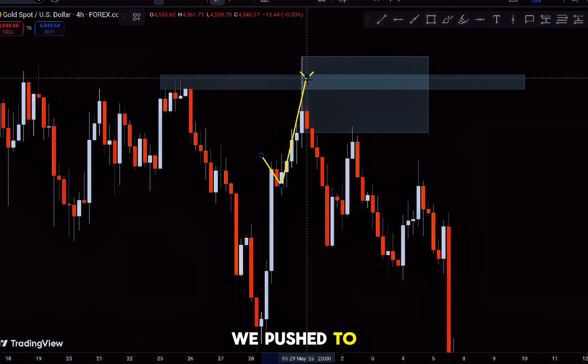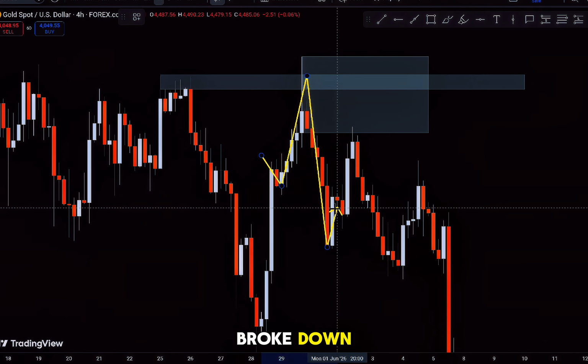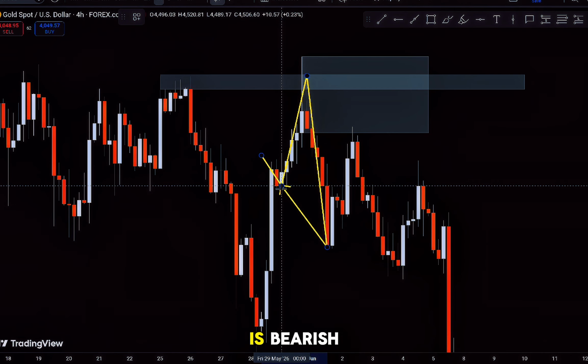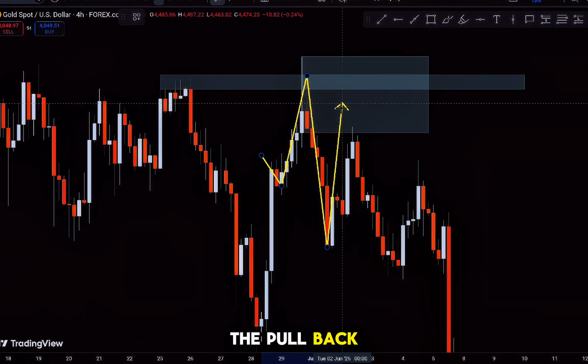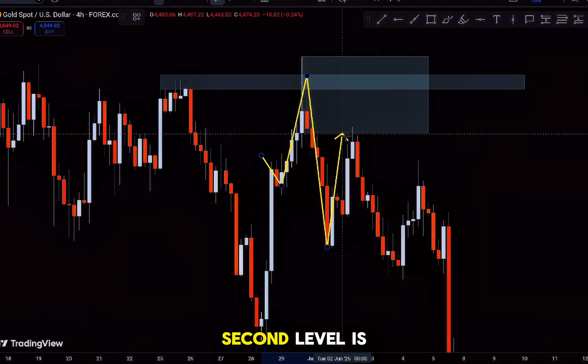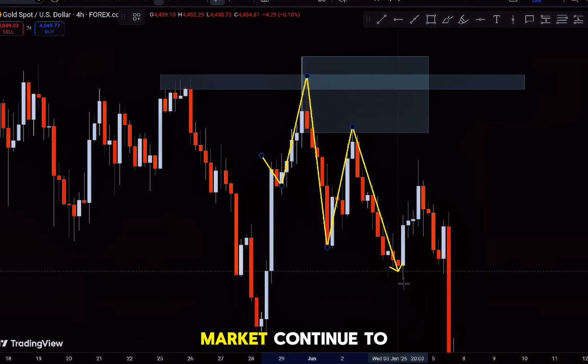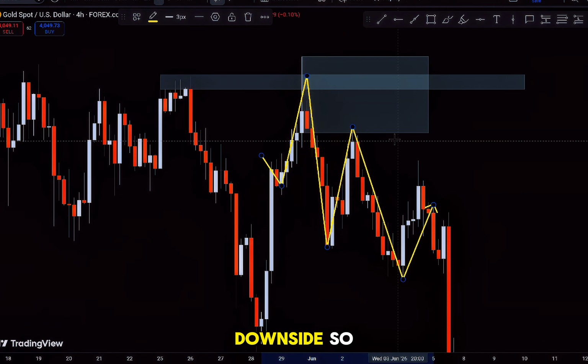We push to the daily level here, which we know is daily. So from there, we broke down, and now we know the market is bearish. We wait for the pullback into the levels. The first level was here, and then the second level is this one here at the extreme, and from there market continued to sell to the downside.